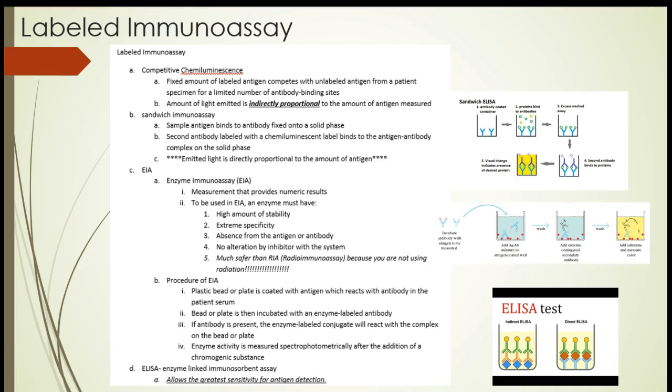So when we talk about enzyme immunoassay, we're typically using enzymes to create a color or a light type of reaction. These are great tests. They have a high amount of stability. They have extreme specificity because these antibodies are very specific to the antigens that we're looking for.